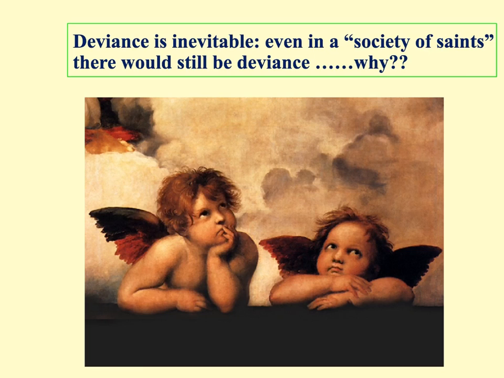So Durkheim argued that deviance and crime, if you like, are functional. And one of the things that he said is that deviance is inevitable. Even in a society of saints, there would still be deviance. So why, if there were only saints, in a sense, everybody behaved impeccably, why would there still be deviance, so wrongdoing? If you can annotate that on your PowerPoint, that'd be great.